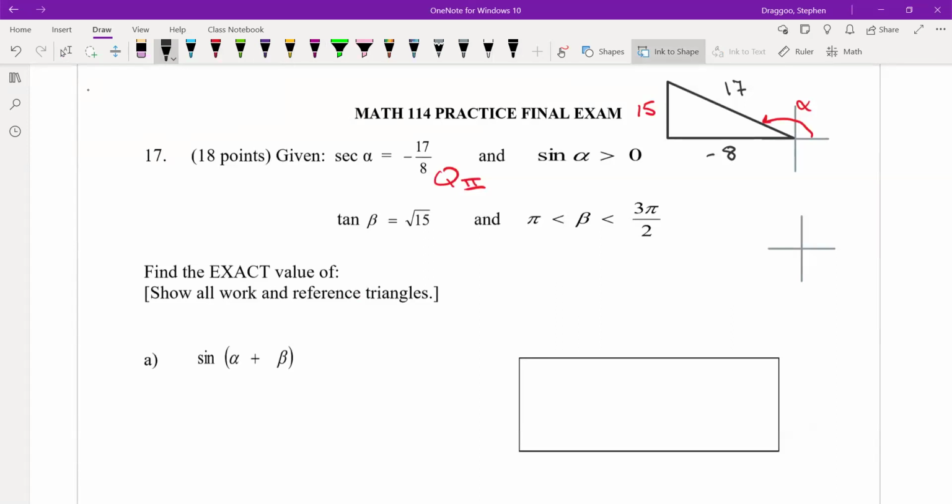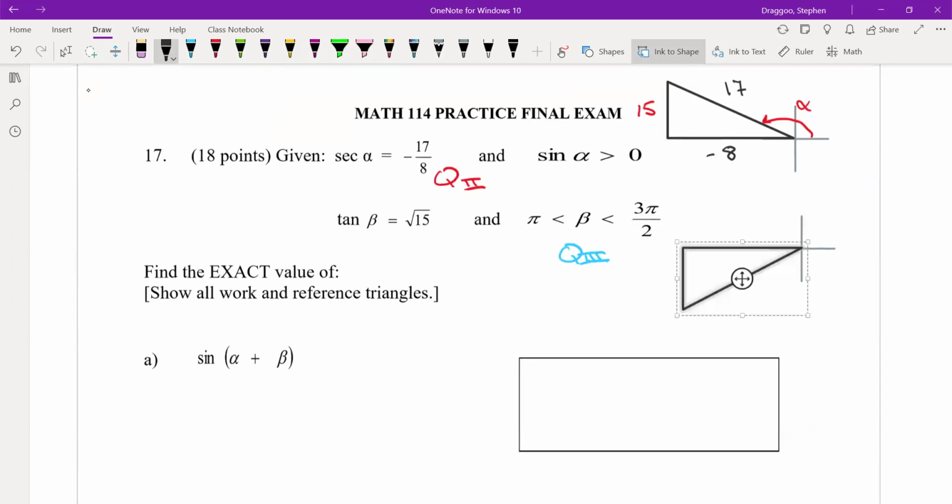Up next, before I go to draw the triangle, let's figure out which quadrant we should be in for beta. Beta, we're just actually given an inequality for the angle. We're told it's in between pi and 3 pi over 2. That is describing the third quadrant. So I should just be able to draw my triangle in the third quadrant right away.